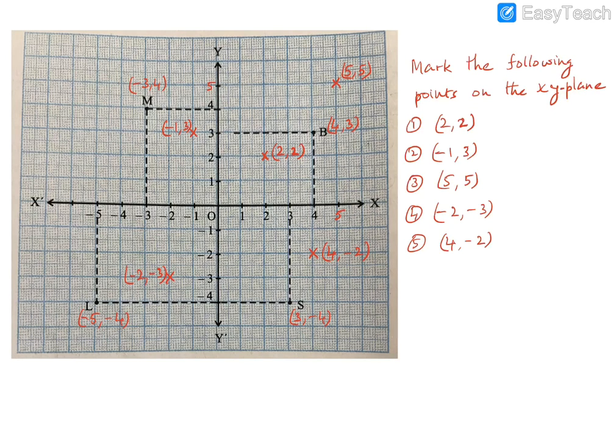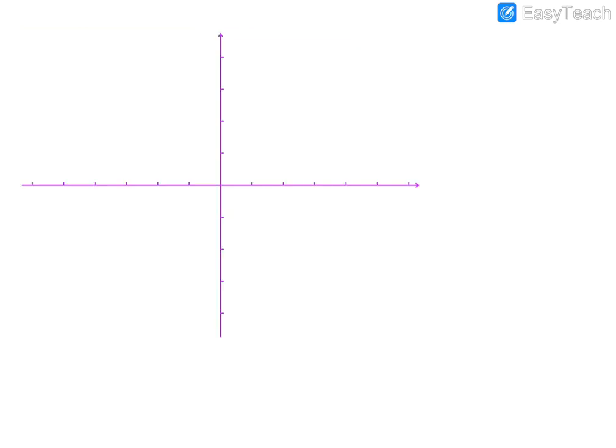Okay, so far we have seen how to mark the points on the plane, but sometimes the points may also lie on one of the axes. What if a point lies on the x-axis itself? And what if a point lies on the y-axis itself? How do we mark the coordinates of such points? Let us see with an example.